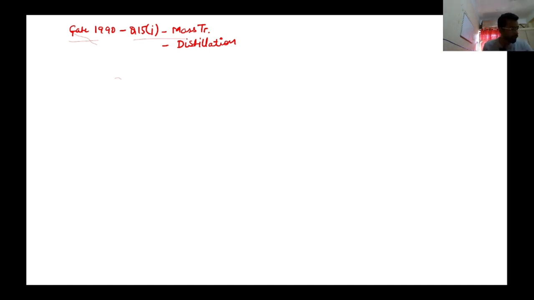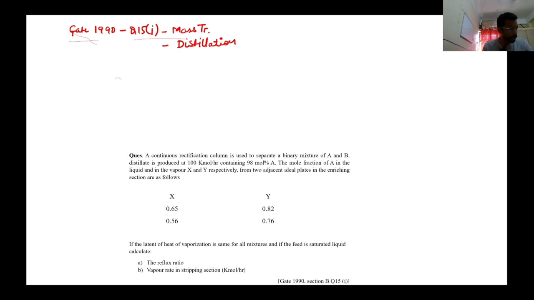So what is the question saying? A continuous rectification column is used to separate a binary mixture of A and B. So we have a binary mixture of A and B, A plus B, okay, a mixture. Distillate is produced at 100 kilomole per hour containing 98 mole percent of A.